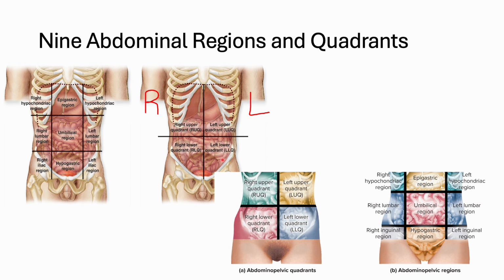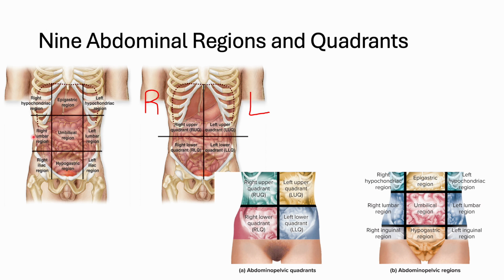This is the left lower quadrant and the right lower quadrant. Same here. The regions, we have 9 of them. So starting off here, this is left, this is right. We have our left hypochondriac region, our epigastric region, and the right hypochondriac region. Here in the middle, we have our umbilical region, and on each side, we have the left and the right lumbar region. So left lumbar region and the right lumbar region.